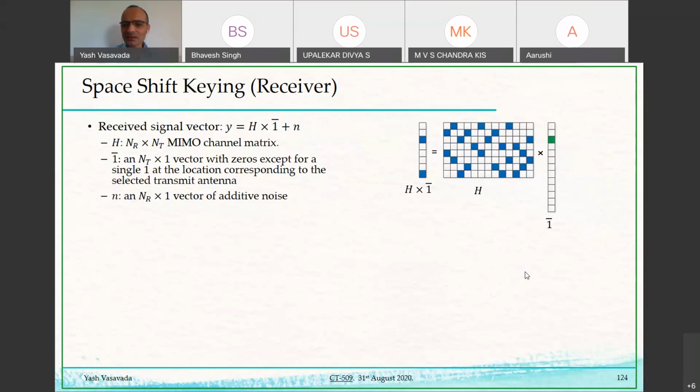Yes, sir. So sir is asking if we activate two antennas instead of one, then what will be the bits per channel use?